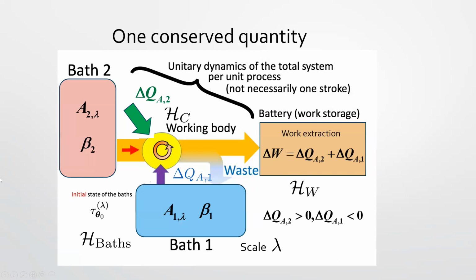So then I start with the one conserved quantity case. This is one physical quantity, maybe energy. This is a high temperature bath, and this is a low temperature bath, and that's the difference. The loss of this one is considered as heat. This heat can be considered minus, and this is plus heat. And we have this work extraction. This is our setting, and this is a working body. Sometimes this one is called a catalyst.